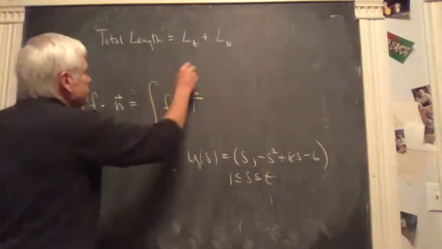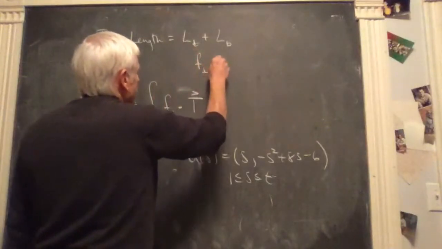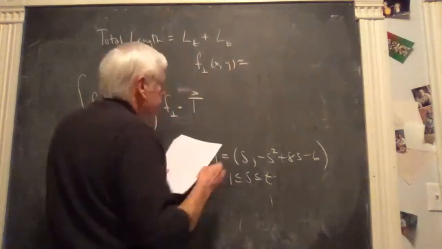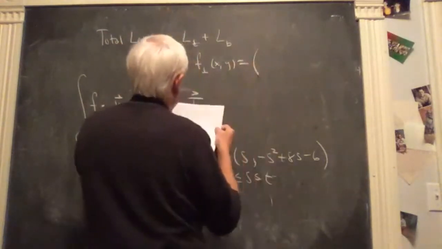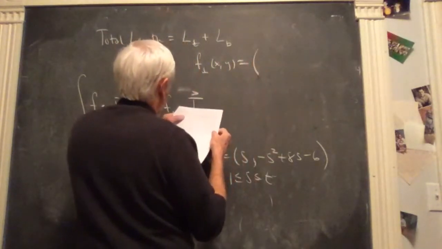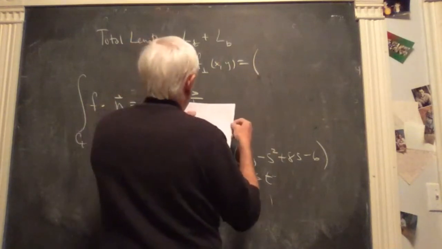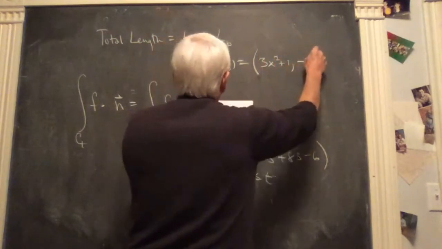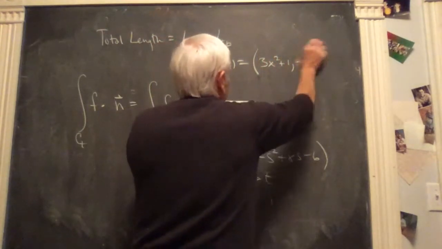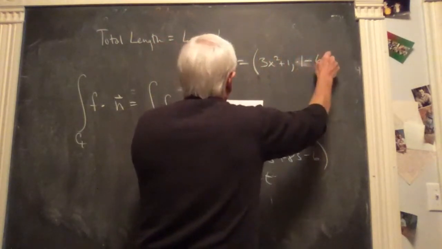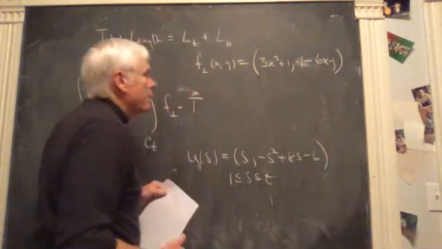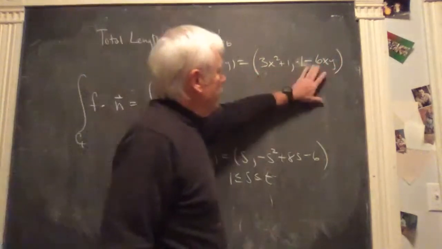and f perp of x and y is equal to, f was 6xy minus 1, 3x squared plus 1. So it'll be 3x squared plus 1, and then minus, it'll be the negative of the other one. So 1 minus 6xy. So q minus p.